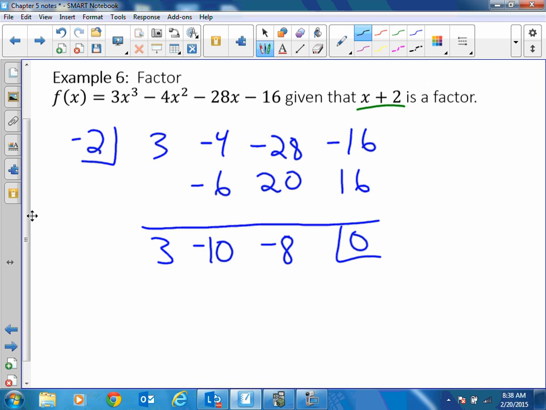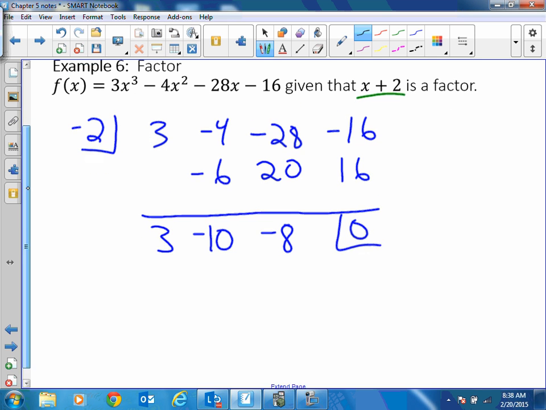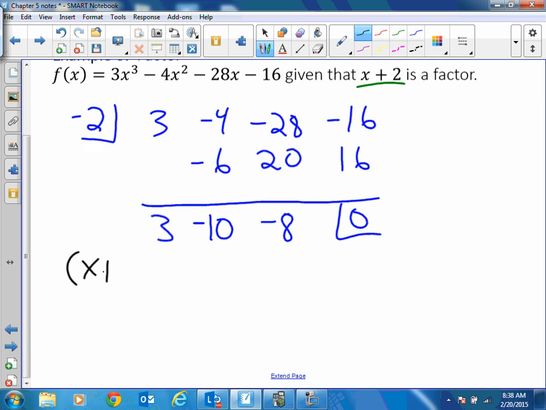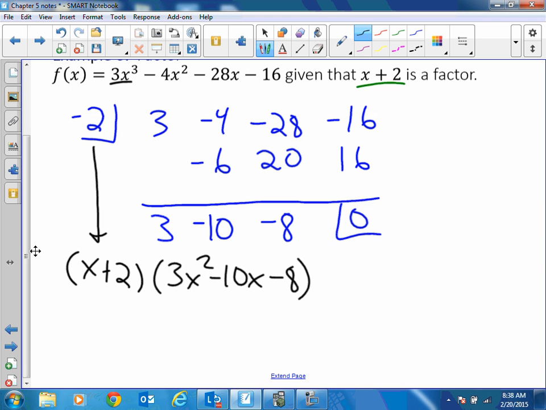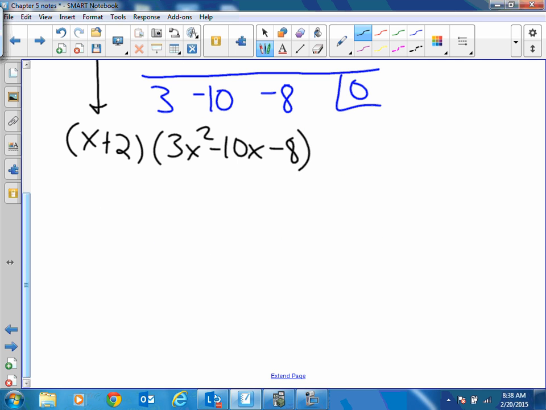So when we write it in factor form, we're going to rewrite it. When it says factor, we're going to rewrite it as x plus 2. That was our original factor that we changed to negative 2 for synthetic division, but we rewrite it in factor form as x plus 2. Again, we started at x cubed, and we divided by x, so every x is going to be less. So this is going to be 3x squared minus 10x minus 8. Okay? I don't know if it says factor completely. Can we factor this one? Let's see if we can keep going. Do the AC method.